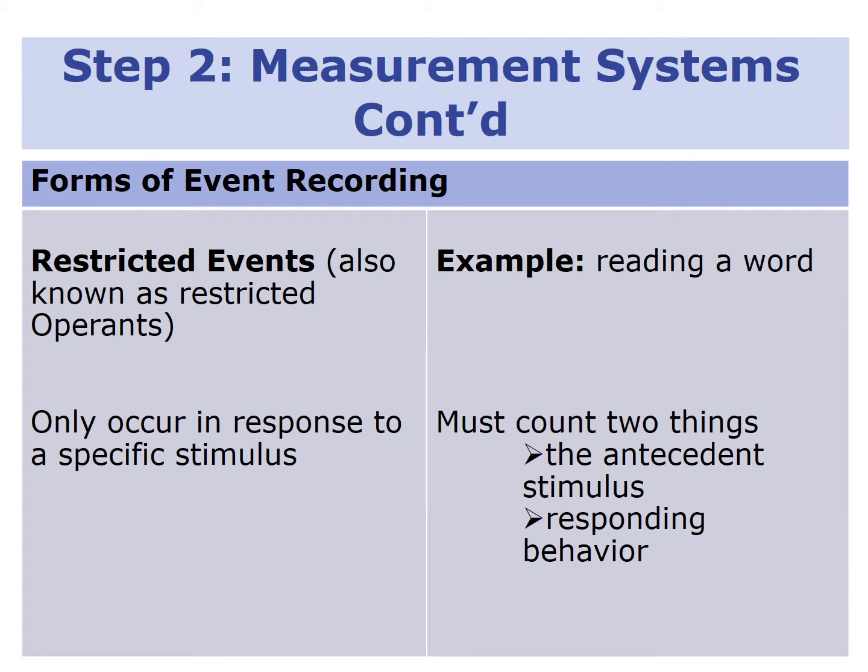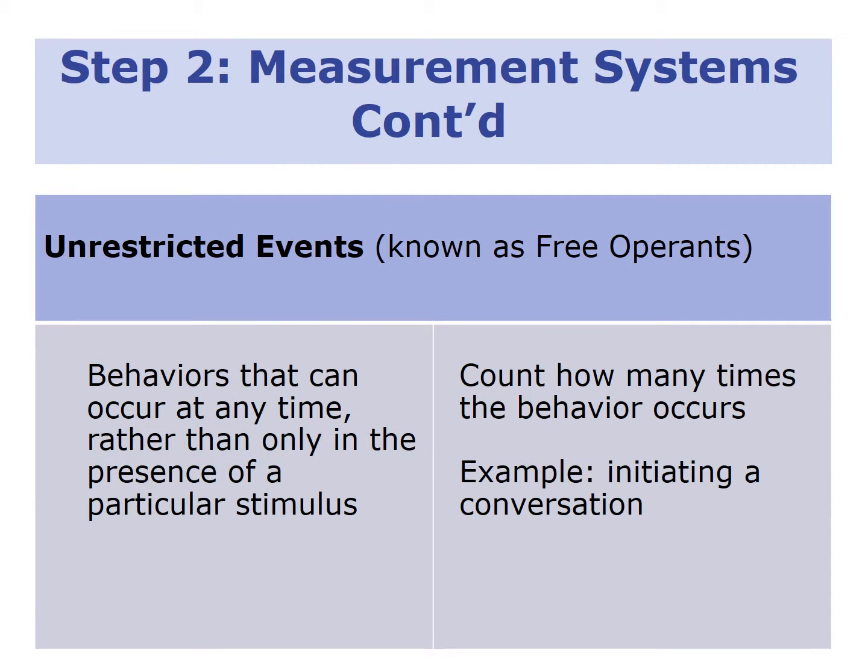Forms of event recording. Restricted events, also known as restricted operants, only occur in response to a specific stimulus. Example, reading a word, must count 2 things: the antecedent stimulus, responding behavior. Unrestricted events, known as free operants, behaviors that can occur at any time, rather than only in the presence of a particular stimulus. Count how many times the behavior occurs. Example, initiating a conversation.